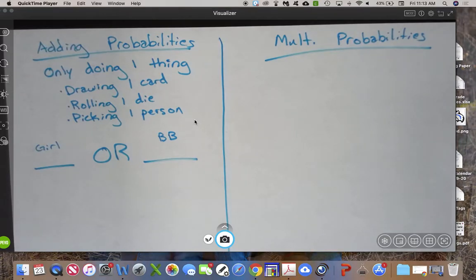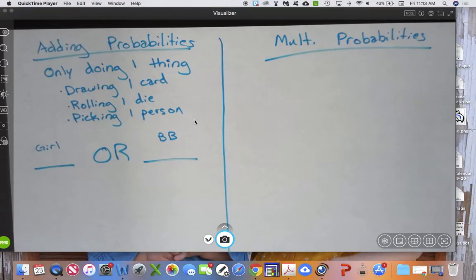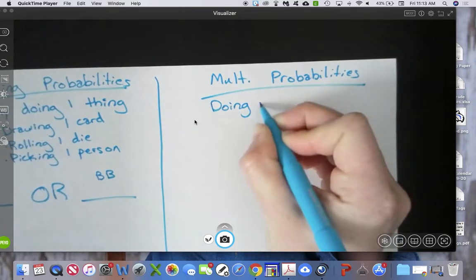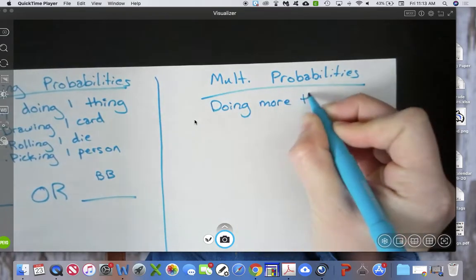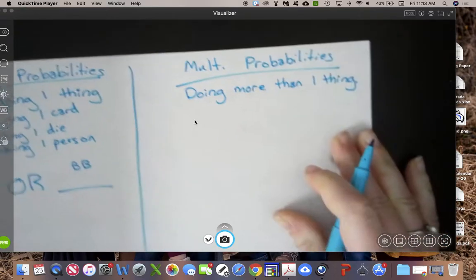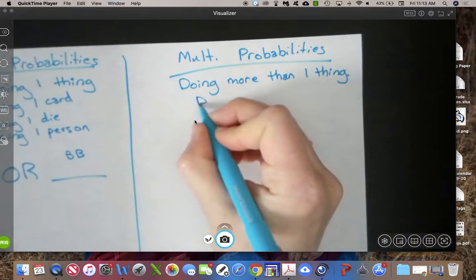Now, I'm going to skip over to multiplying and then we'll come back to adding and I'll give you some examples. Multiplying is when you are doing more than one thing. Right? You are drawing two cards.